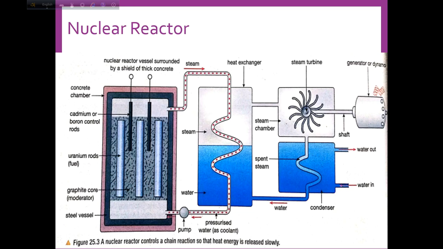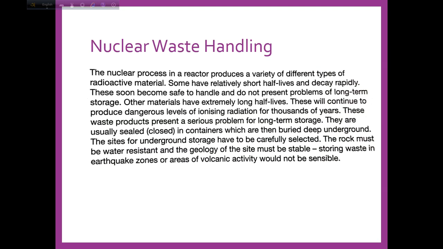If you find this figure in your book, we will go through each of these parts: what is the control rod, what is the function of the graphite core or the moderator, what is the function of the control rods and the concrete chamber. Overall, we need to know how the overall process takes place.